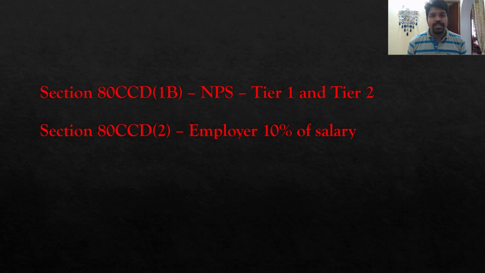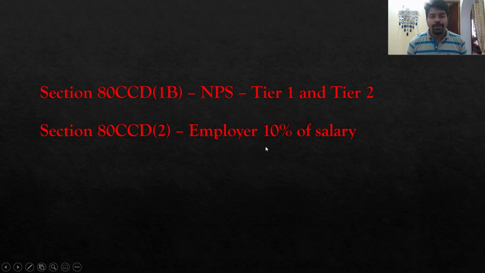You can't withdraw till 60 years, and after 60 you will get the maturity amount, of which you will get only up to 40 to 50%, and the remaining 60% you have to reinvest in an annuity plan. And if you invest in tier 1, then you are eligible under this section for 50,000. But if you invest in tier 2, then it's a voluntary investment, and you can't claim any exemption under this section.